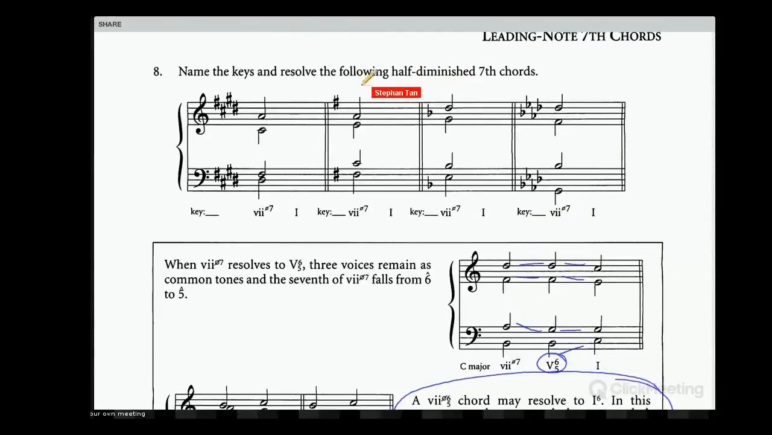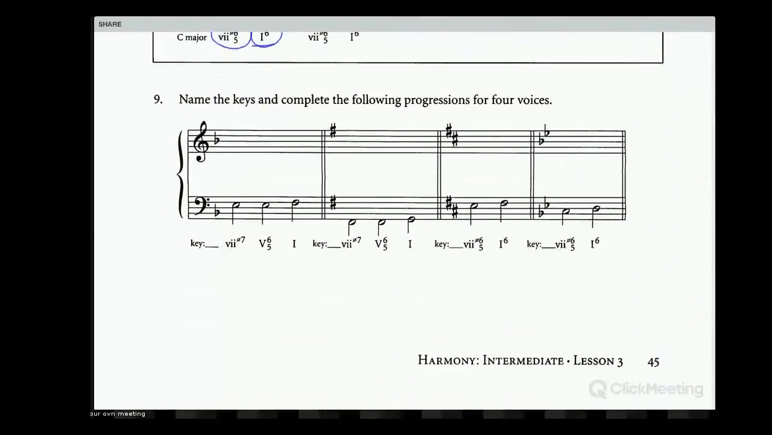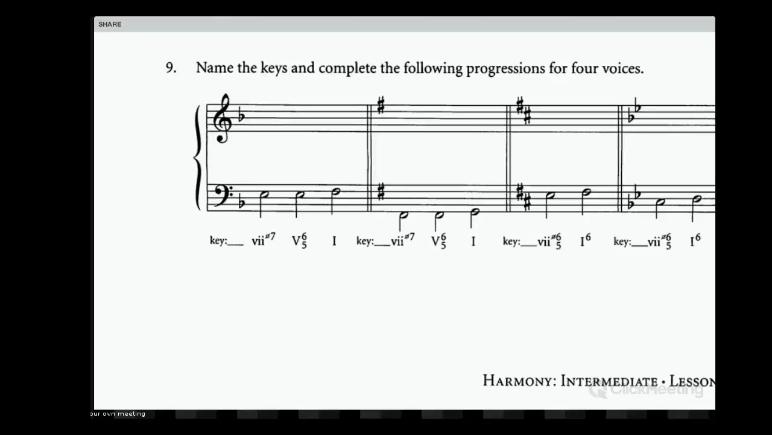In question 8, name the keys, resolve them, just follow the numbers. So I'm just going to jot down in the margin to follow the numbers. Follow the numbers. Super important. Always, when it comes to diminished seventh chords or half diminished seventh chords built on the leading note, always follow the numbers. All right, so it's nothing too overly complicated, really, if I remember my number patterns, right?